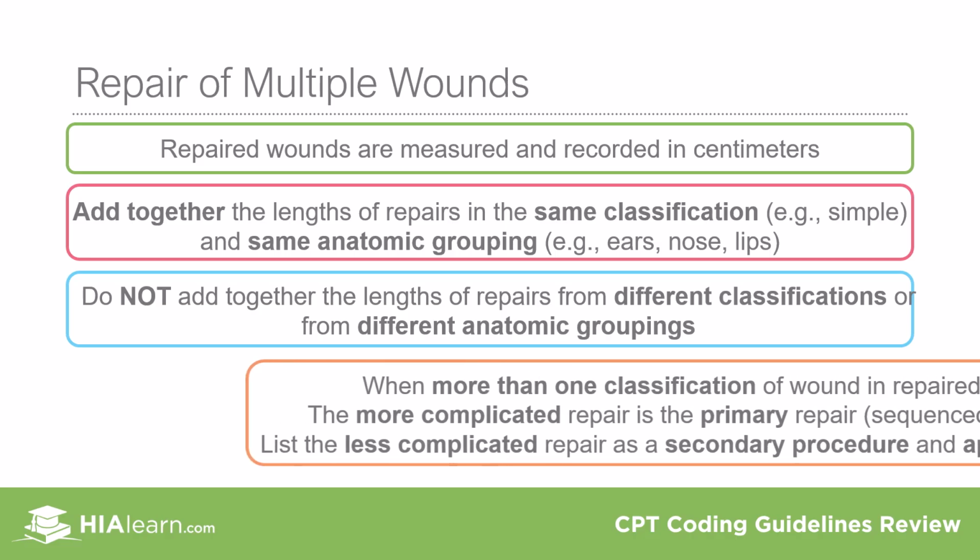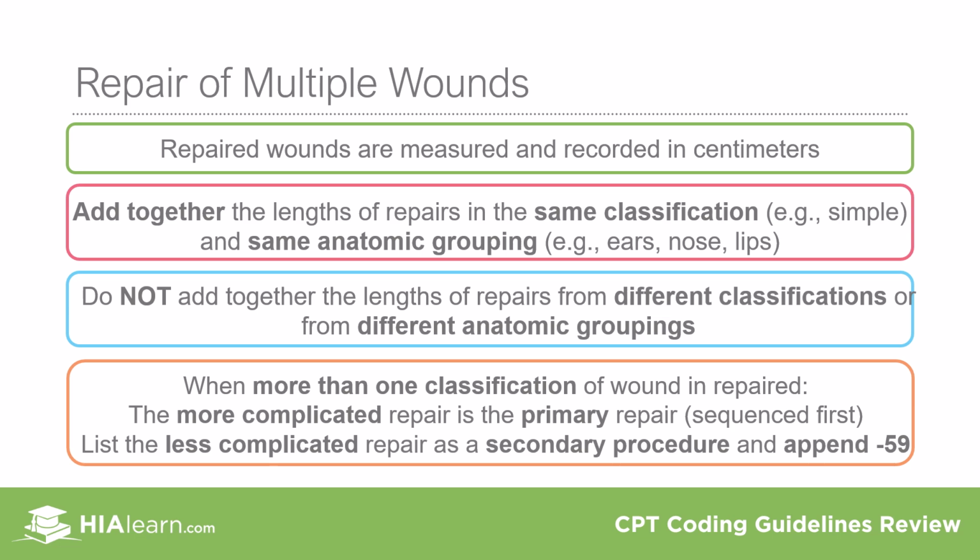When more than one classification of wound is repaired during the same operative session, the more complicated repair is the primary procedure, and the less complicated repair is listed as a secondary procedure with modifier 59 appended.